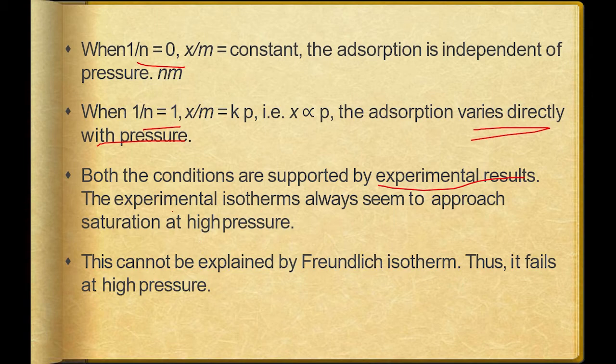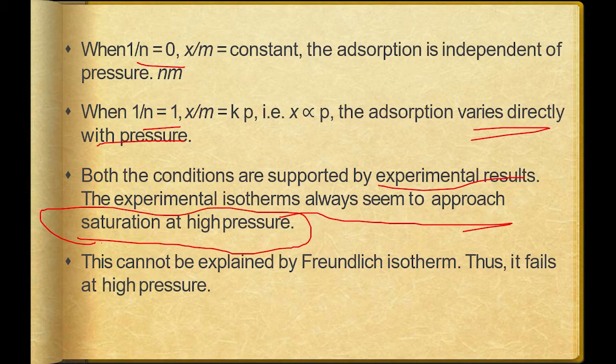The experimental isotherms always seem to approach saturation at higher pressure. This cannot be explained by the Freundlich isotherm, thus it fails at higher pressure. So the experimental isotherm always approaches saturation at higher pressure, and it cannot be explained by the isotherm. So it does not hold true at high pressure.